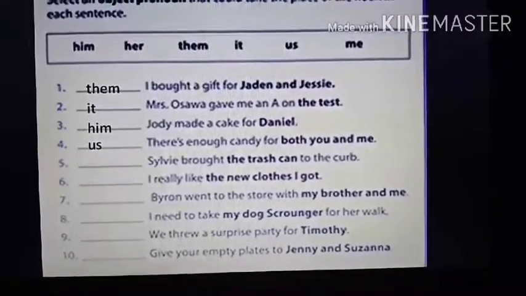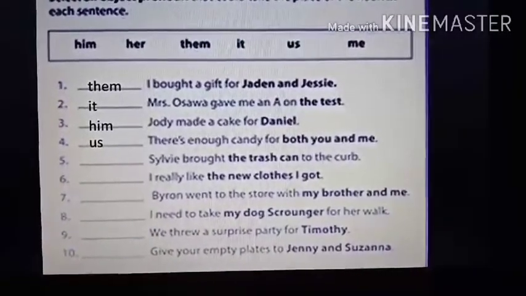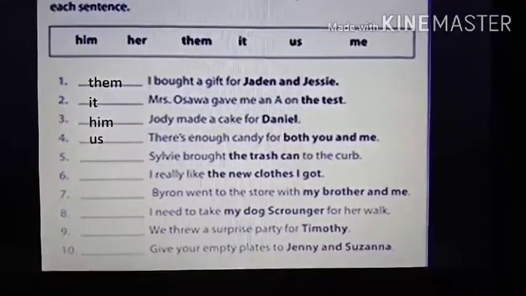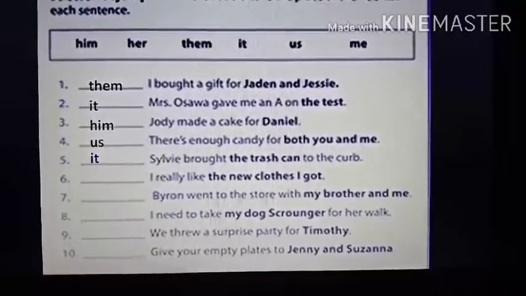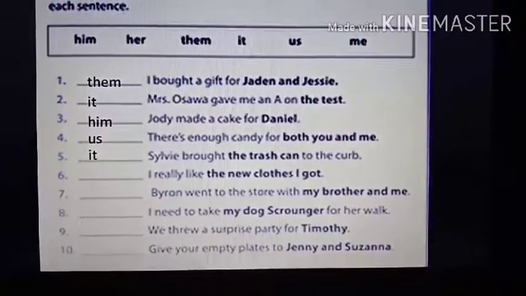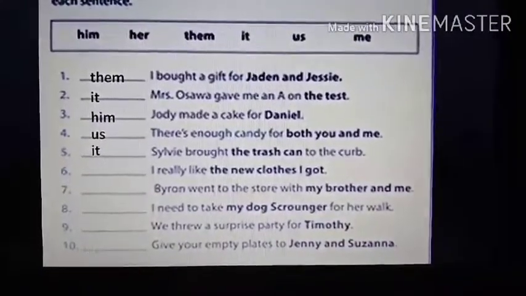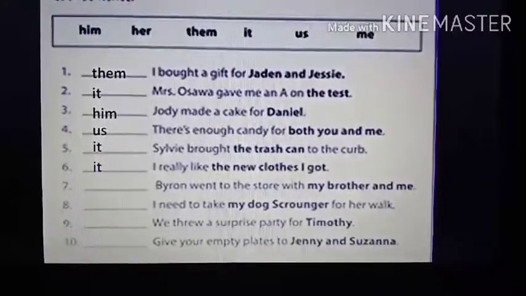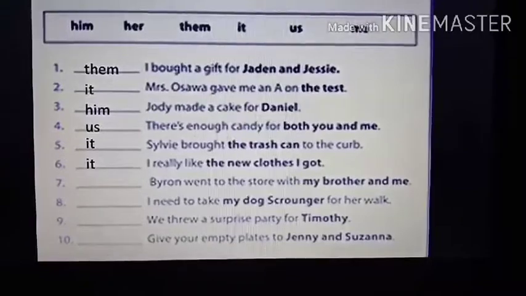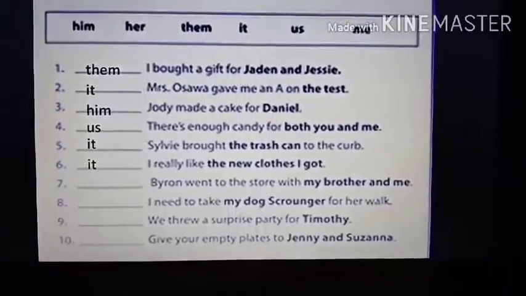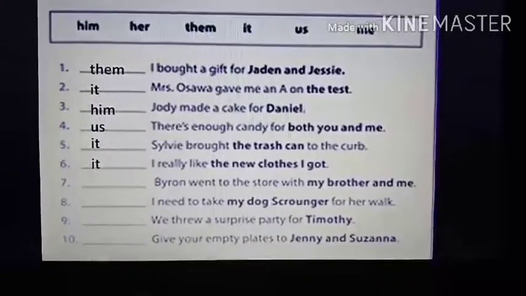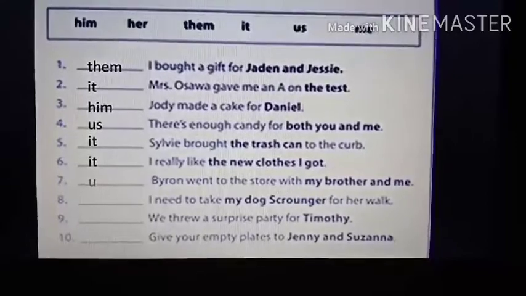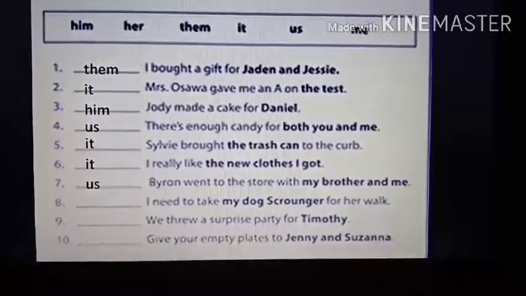Sylvie brought the trash can to the curb. Now the trash can is a thing. So what pronoun will you use for this? Yes, it. Sylvie brought it to the curb. I really like the new clothes I got. Now you are talking about the new clothes. So what pronoun will you use for clothes? It. Understood? Very easy. Byron went to the store with my brother and me. Again you are talking about yourself and somebody else. So which pronoun will come? Us. Byron went to the store with us.